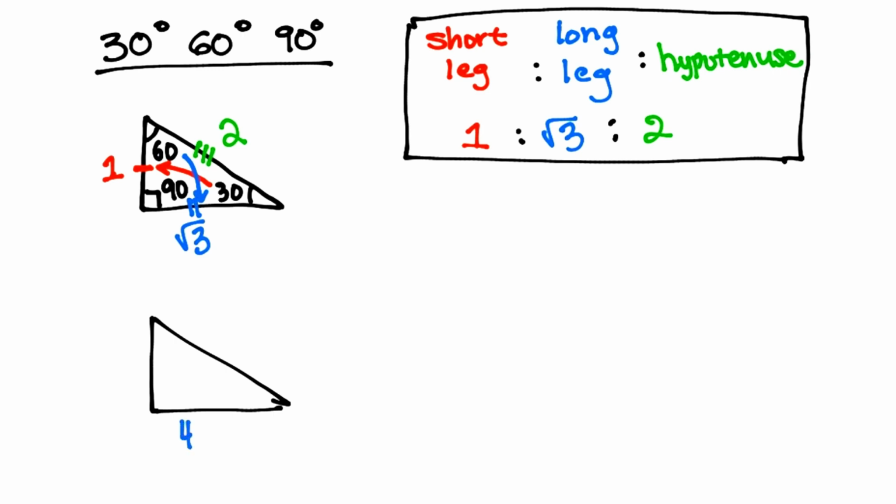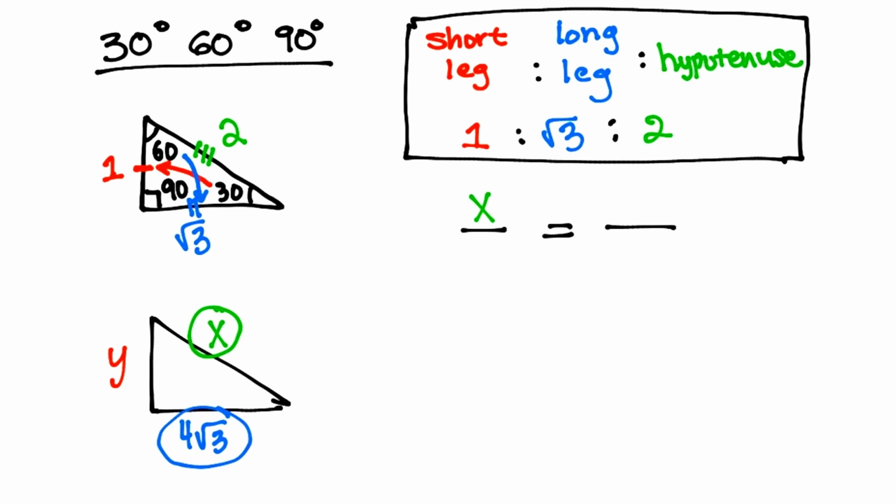So let's work out an example where you're given the long leg as 4 square root of 3. And you want to solve for both the hypotenuse and the short leg. So first, let's just solve for the hypotenuse. So what we want to find is x, the hypotenuse, given the long leg, 4 square root of 3. If we look at our flashcard, we know that the hypotenuse is 2, and that our long leg is square root of 3.